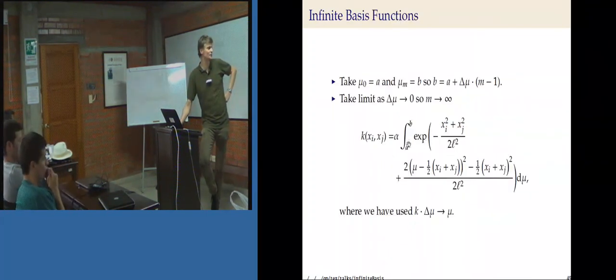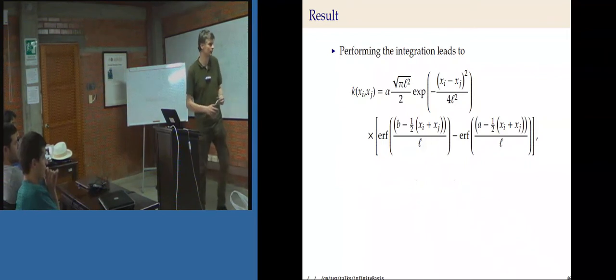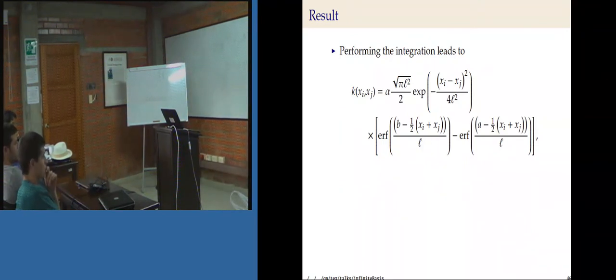Because this integration is between two limits a and b, the integral ends up with this e to the minus (xi minus xj) squared term times erf minus erf. You should start recognizing this as the exponentiated quadratic covariance. The erf terms have a slightly different role: it's erf of b minus something related to the data, minus erf of a minus something related to the data.